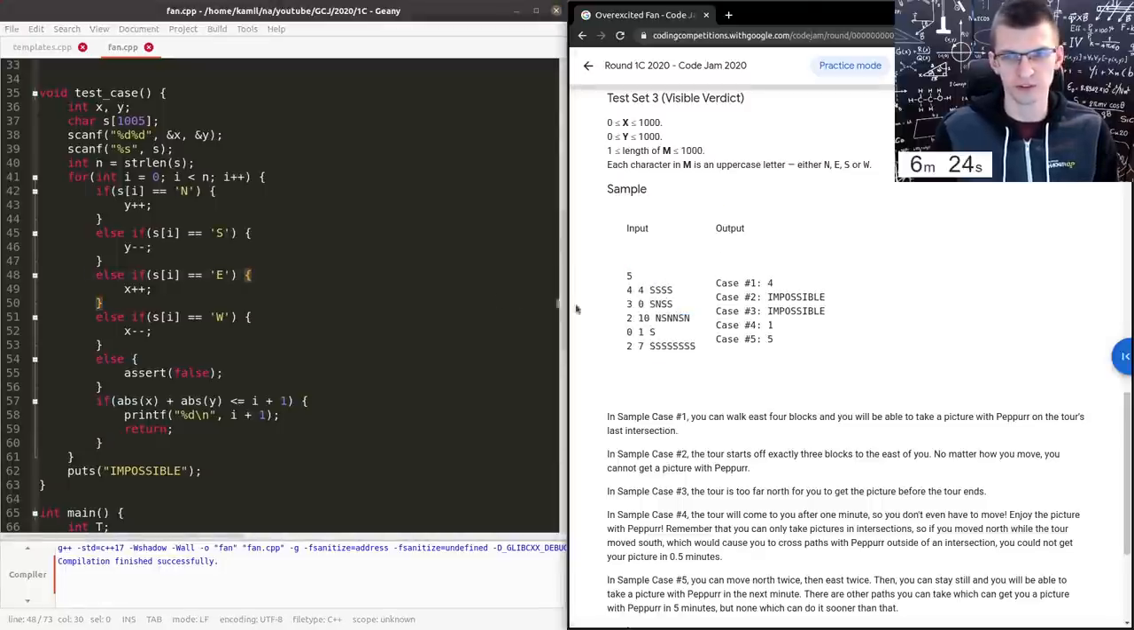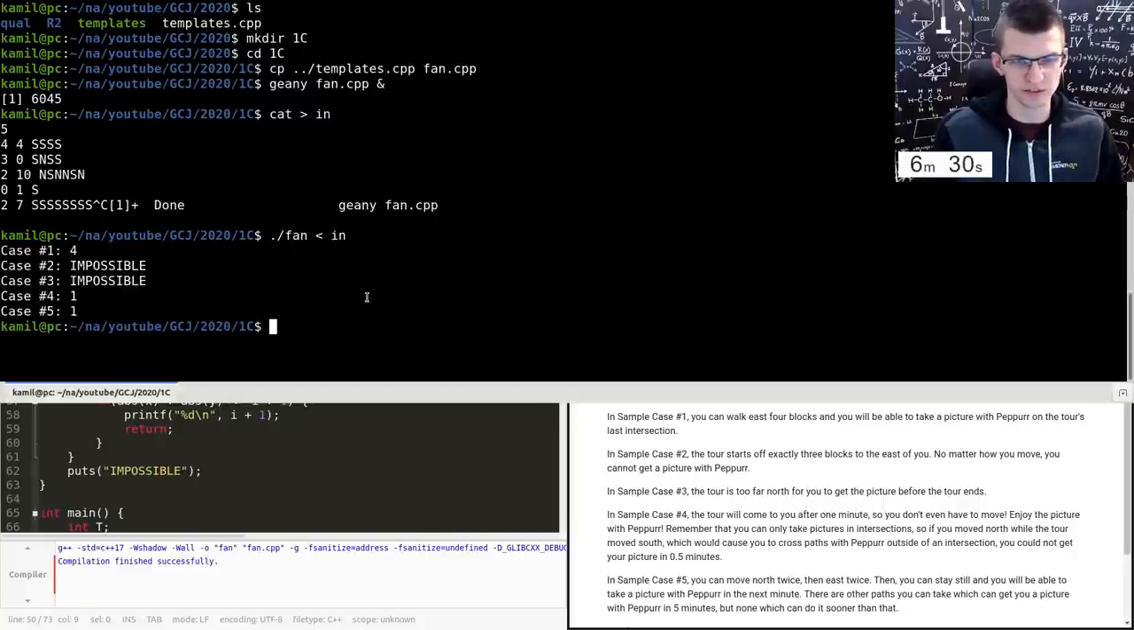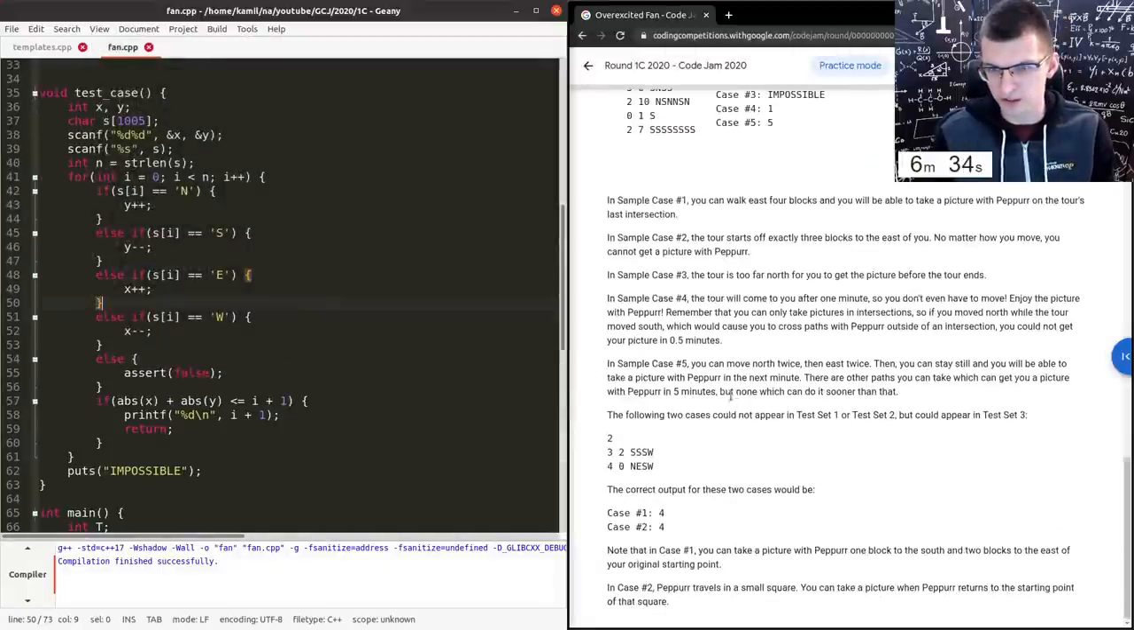If you have a monitor big enough, then for sure put the statement on one side of the screen and the code on the other.